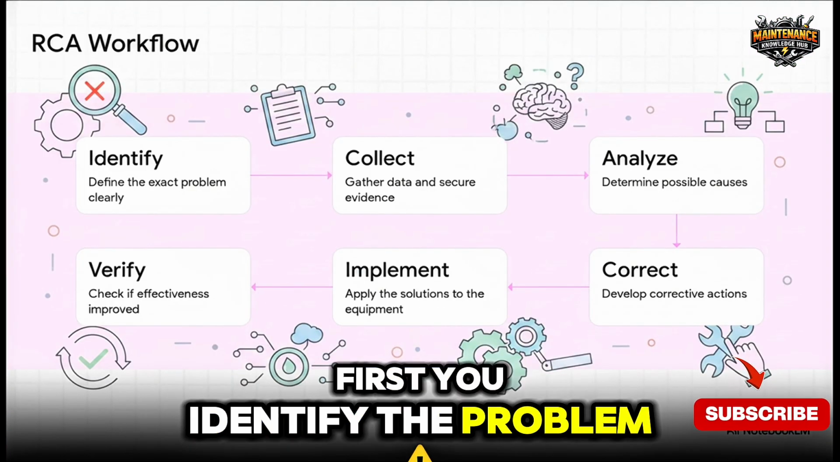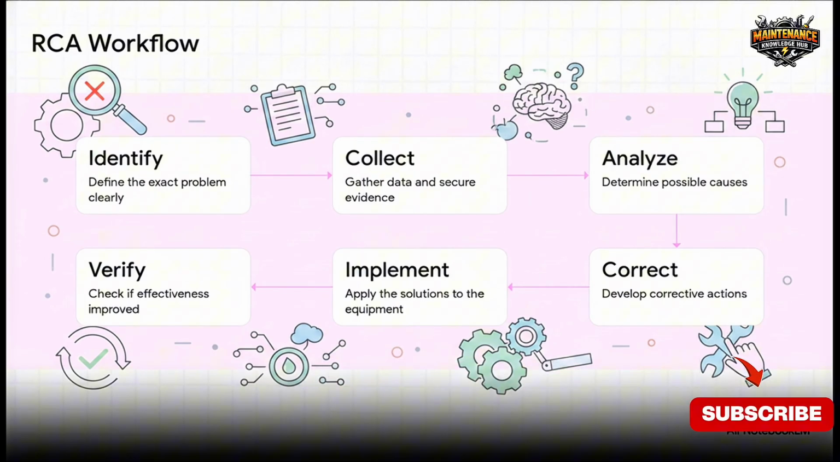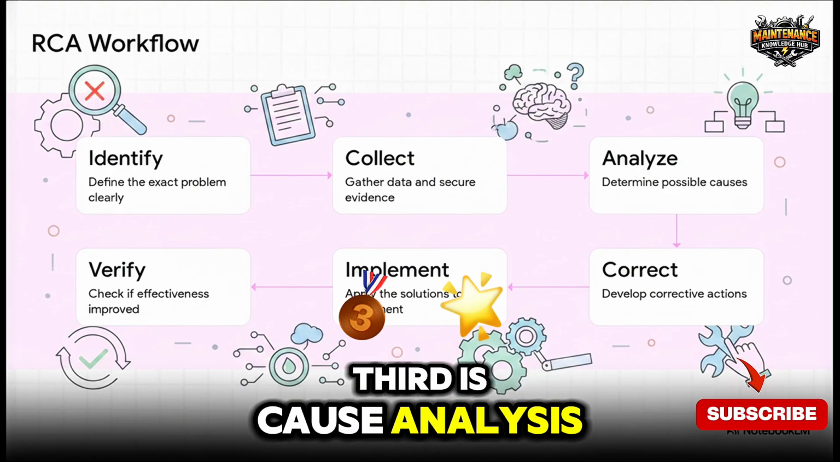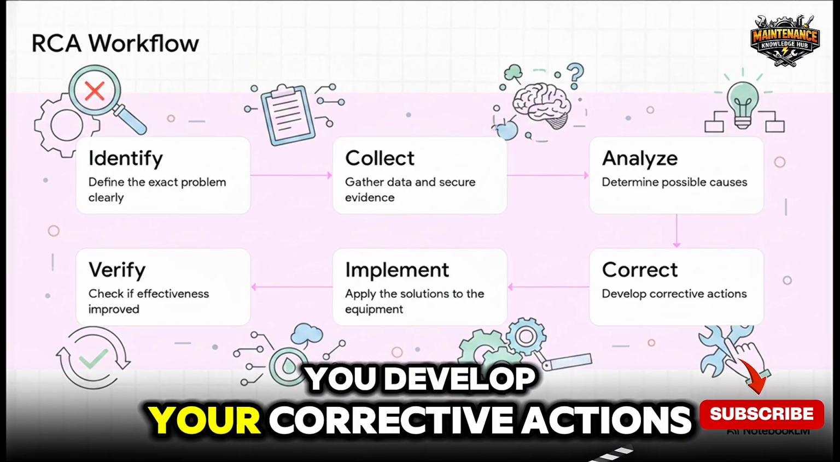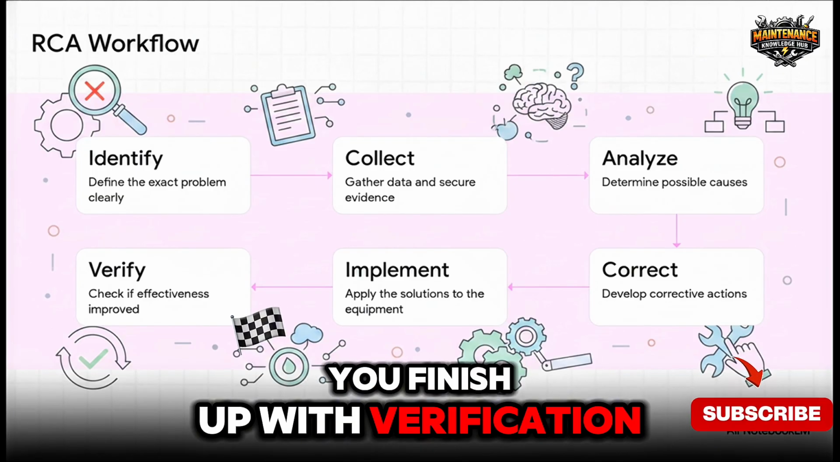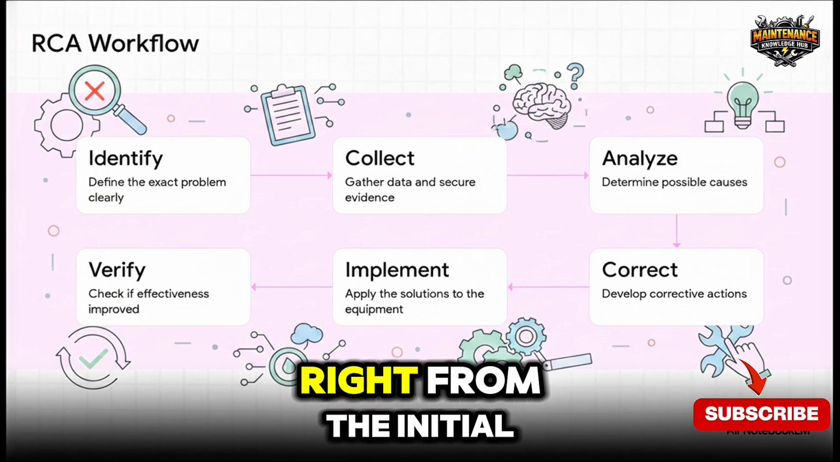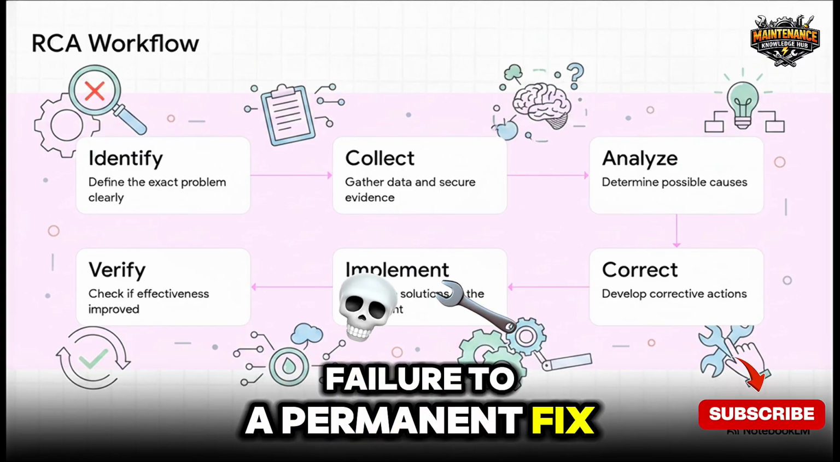First, you identify the problem: what happened, when, where. Then you collect the data. Third is cause analysis. Once you find that root cause, you develop your corrective actions, you implement them, and crucially, you finish up with verification to make sure it actually worked. This sequence builds a bridge right from the initial failure to a permanent fix.